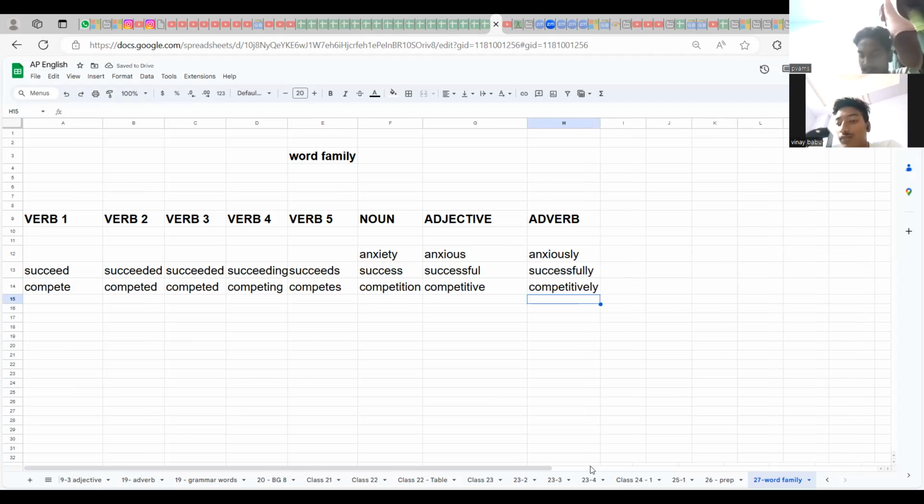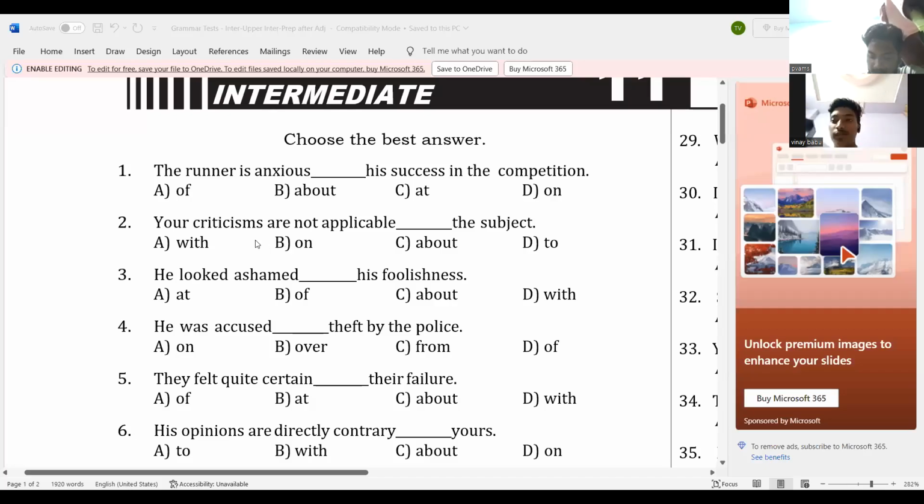We are going to do so many words today. Are you able to understand this, Vamsi? Now, it's a noun. This is a verb. This is an adjective. This is an adverb. So many words you can form.